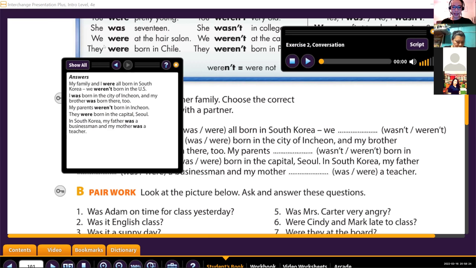Okay, Máximo. My family and I were all born in El Salvador. We weren't born in Guatemala. Excellent job. Thank you so much. Anybody else? Okay. I was born in the city of San Salvador. And my brother was born here too. Excellent. Well done. Thank you so much. Anybody else?